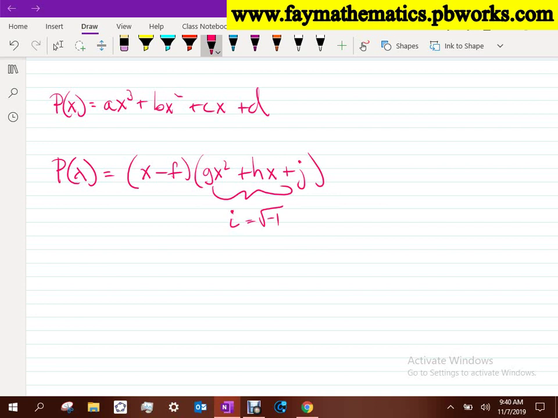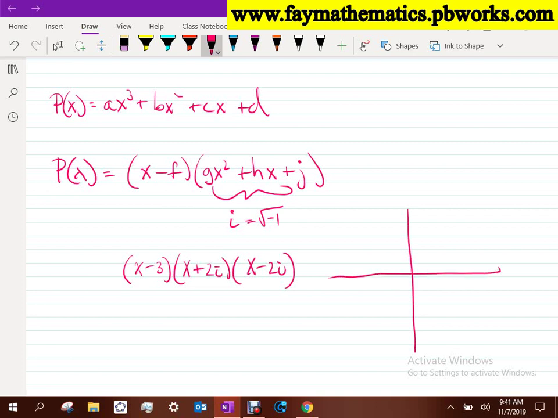If that would ever happen, because it will, we might end up with something like maybe x minus 3, x plus 2i, x minus 2i, something like that. Do you know how to graph 2i and negative 2i? Nope. No, you don't. Okay. Do you? Yeah.